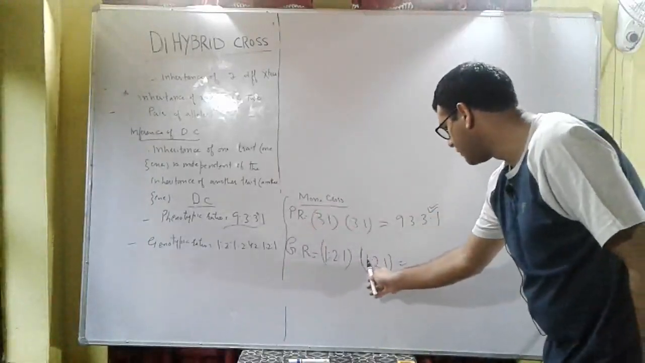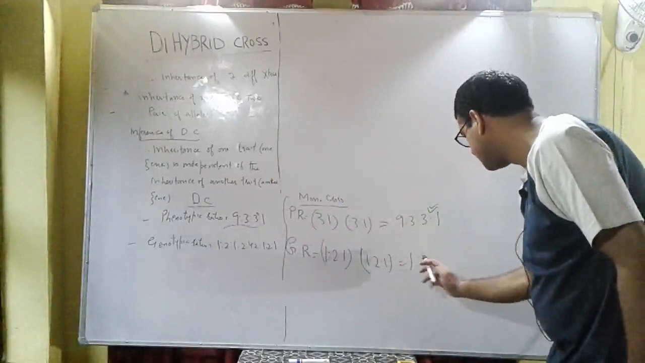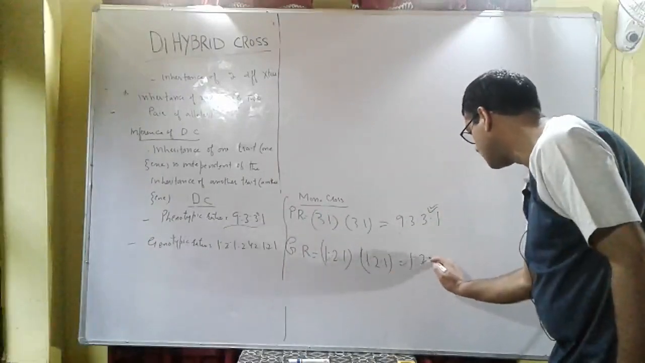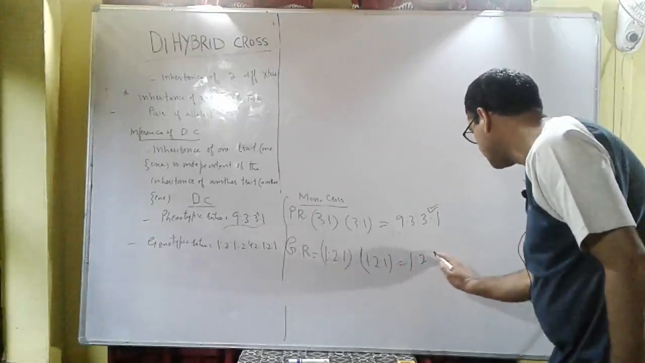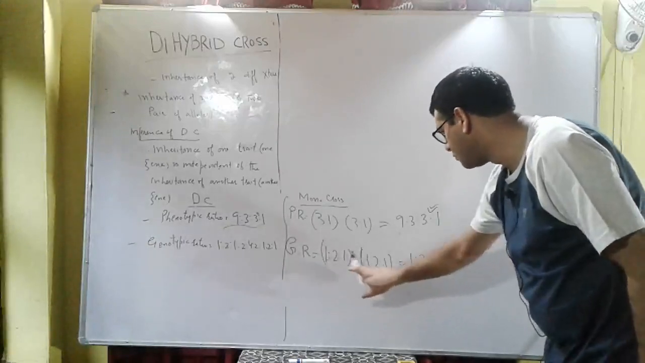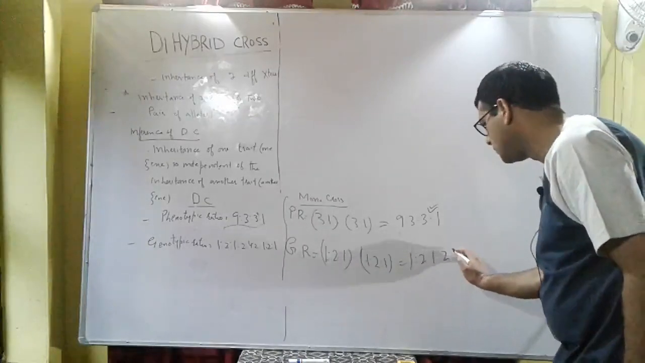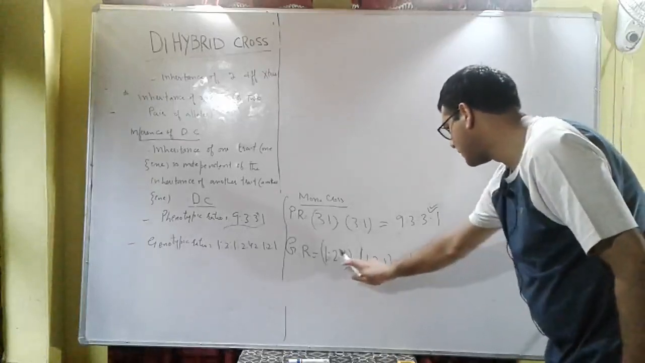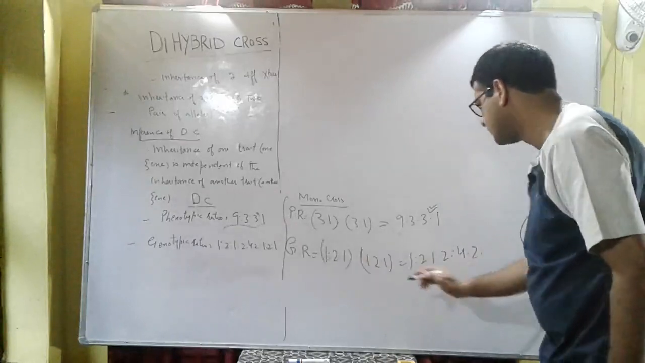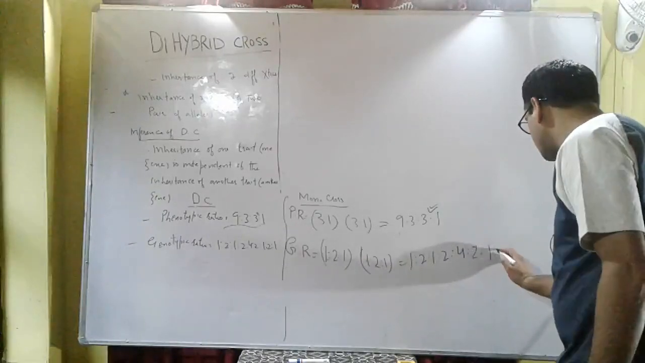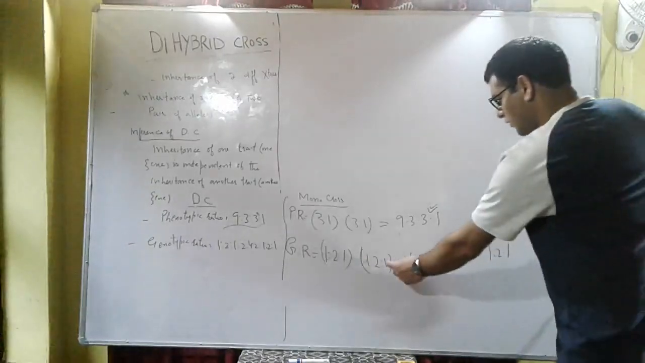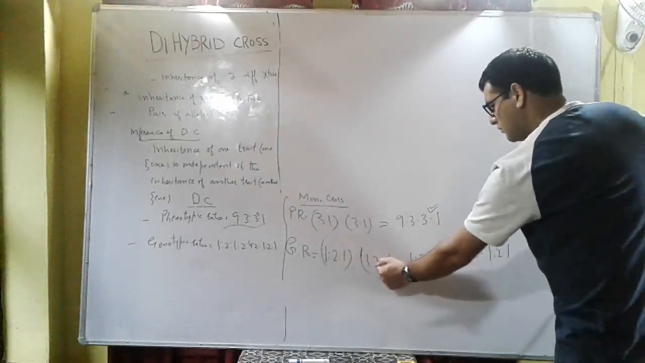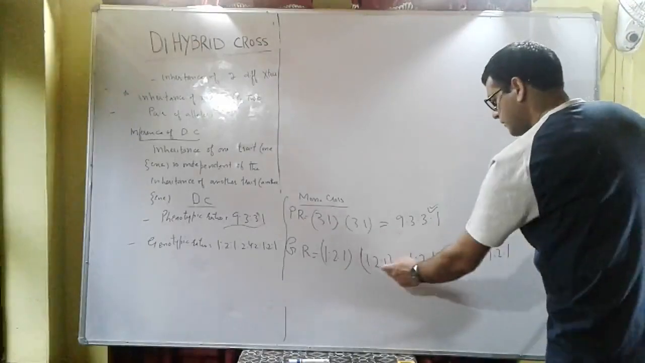So it would be this: 1 1s are 1, 1 2s are 2, 1 1s are 1. Same is the case: 2 1s are 2, 2 2s are 4, 2 1s are 2. So 1:2:1. So 1 1s are 1, 1 2s are 2, and 1 1s are 1.